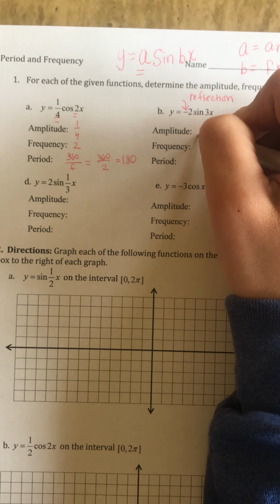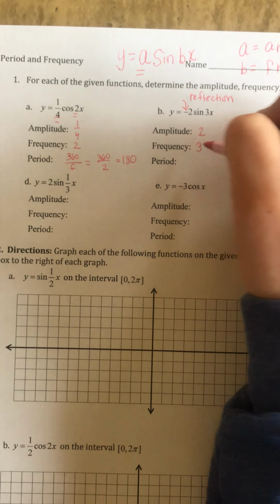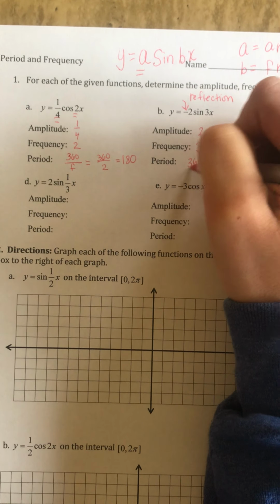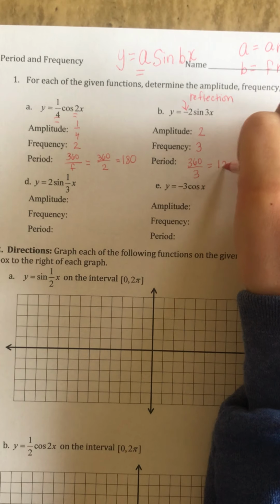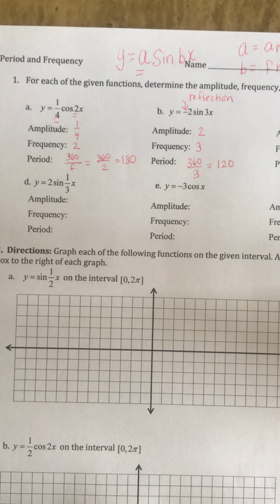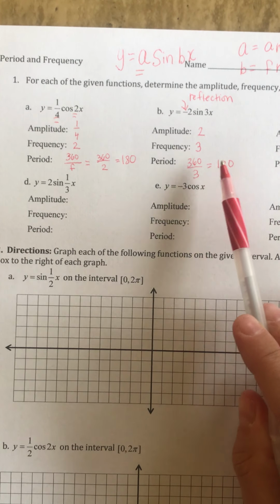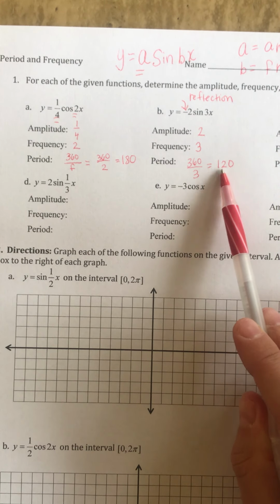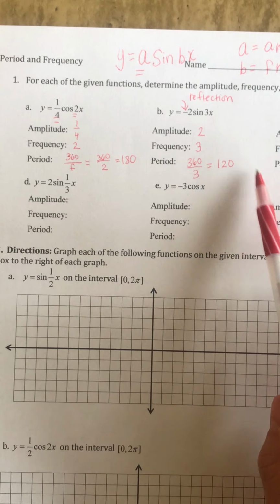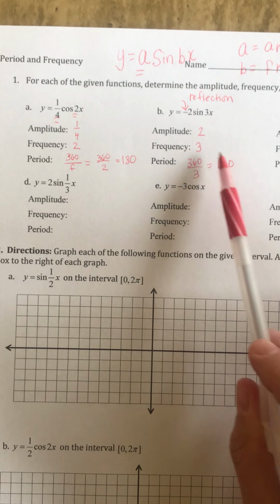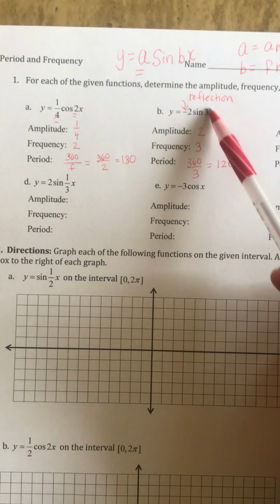This 2 is our amplitude, the frequency is 3, and we have 360 divided by 3, which is 120. So that means from 0 to 120, you're going to see one cycle. From 120 to 240, you're going to see another one. And from 240 to 360, you would see your last, which would make 3 altogether.